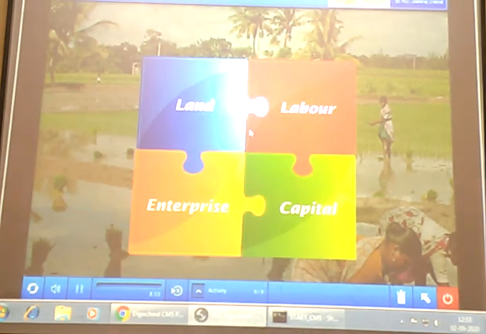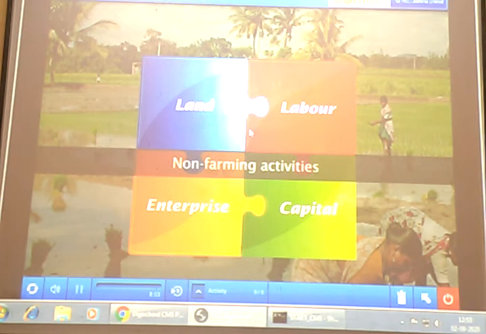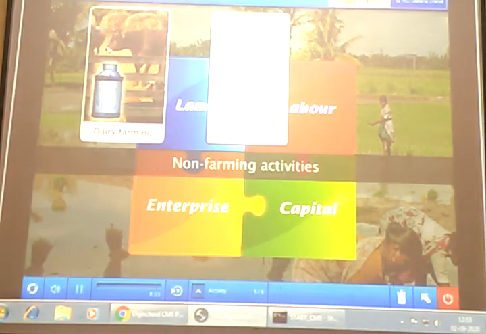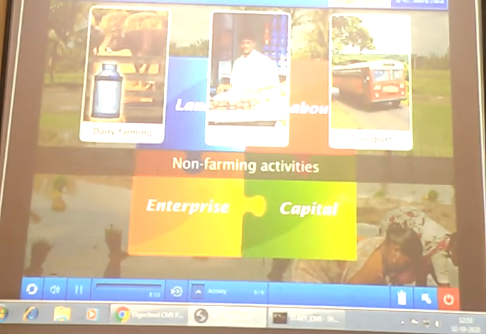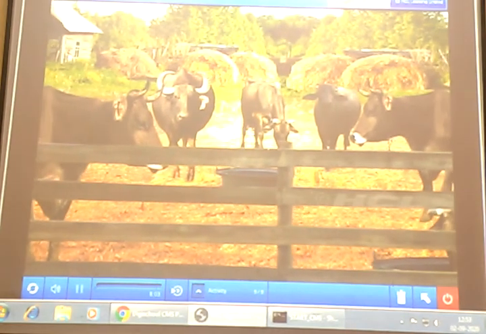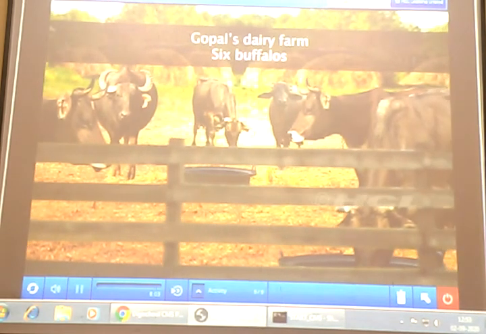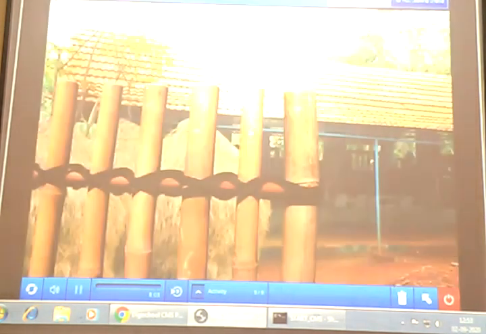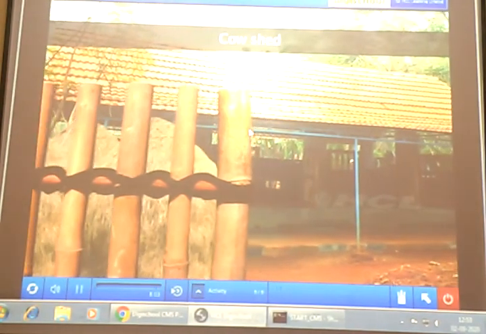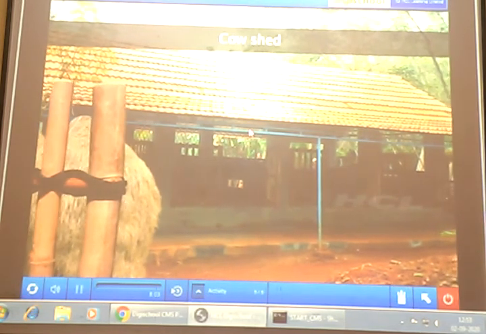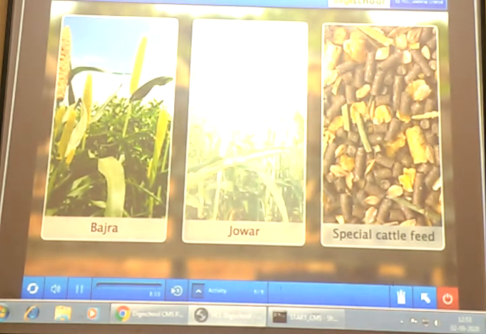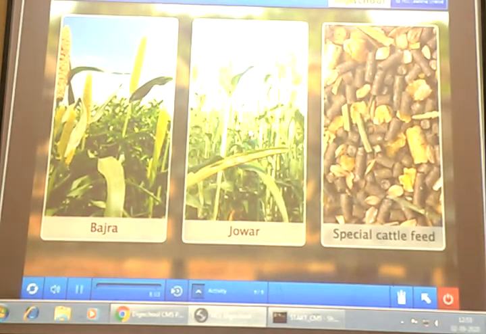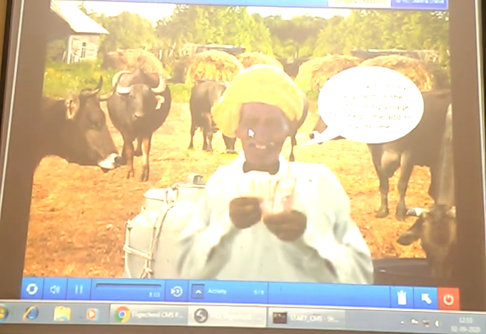Capital and enterprise can also be used to carry out non-farming activities at Palampur, such as dairy farming, shopkeeping, and transport. Here is an example of Gopal's dairy farm, which has 6 buffaloes. He has made a special cow shed to protect his buffaloes from the extremities of nature. He feeds them with bajra and jowar that grow on his farm and sometimes supplements it with special cattle feed. Gopal sells milk from his dairy farm in the neighboring village. This helps him to add to his income.